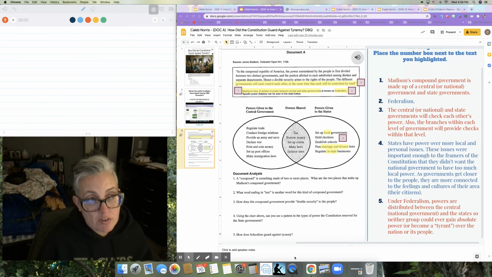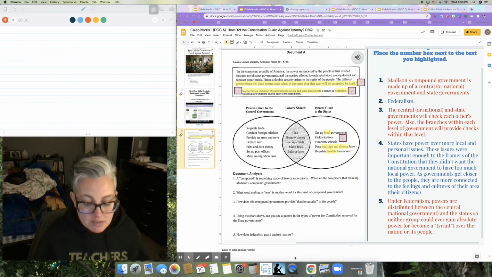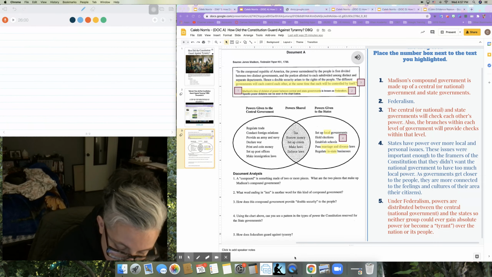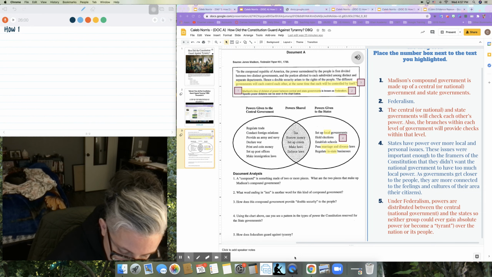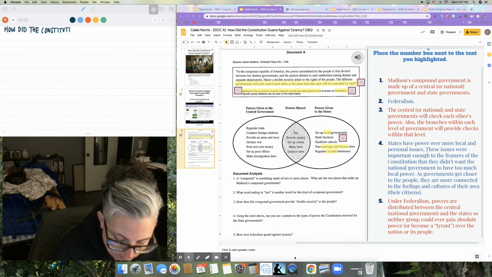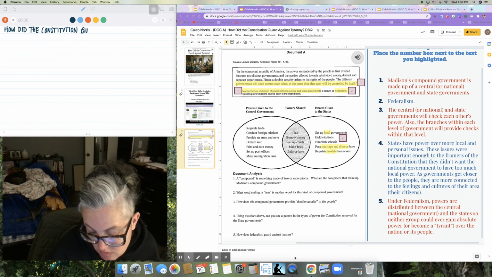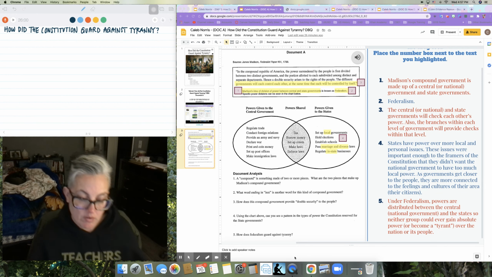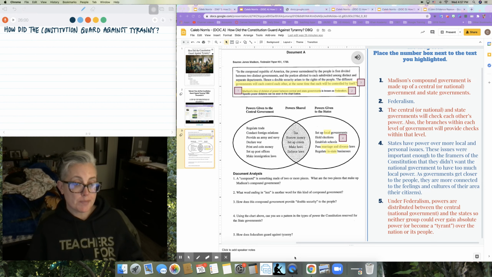I'm going to start first by writing the question again up at the top. I want to constantly have that in my head as a running commentary of what I'm supposed to be focused on. All right. So, how did the Constitution guard against tyranny? Please write that at the top of your paper.